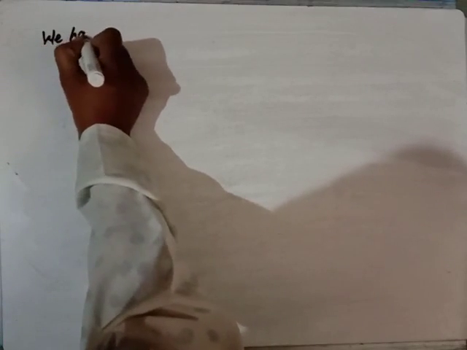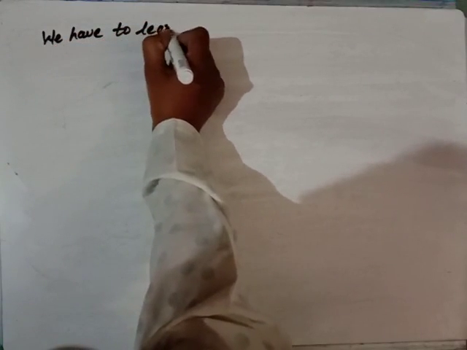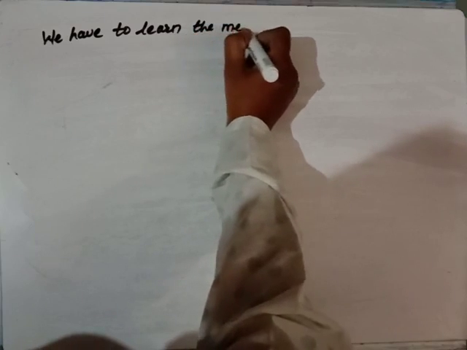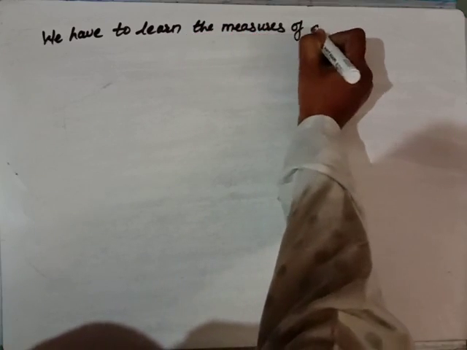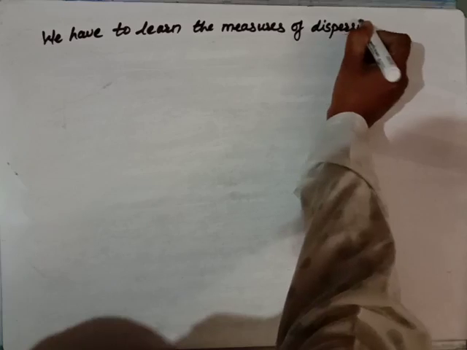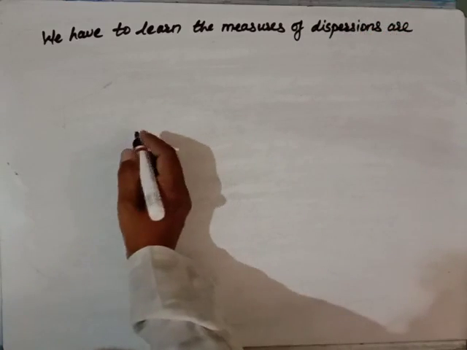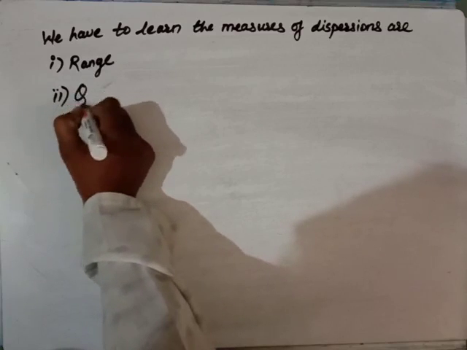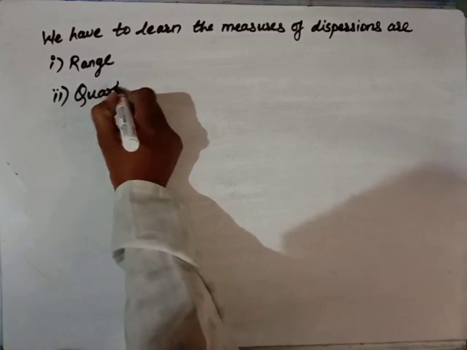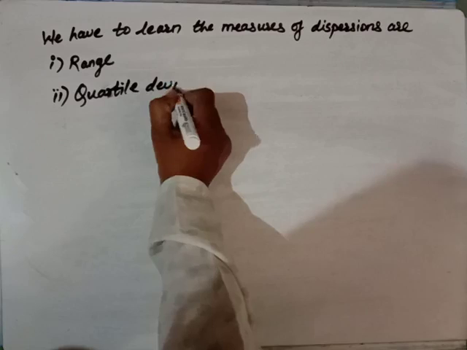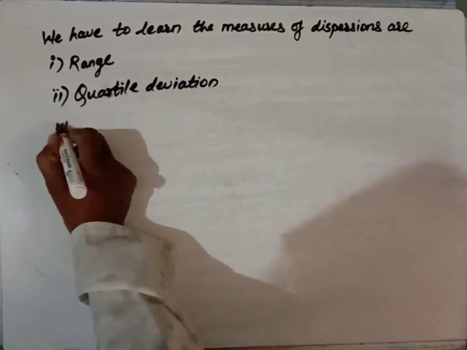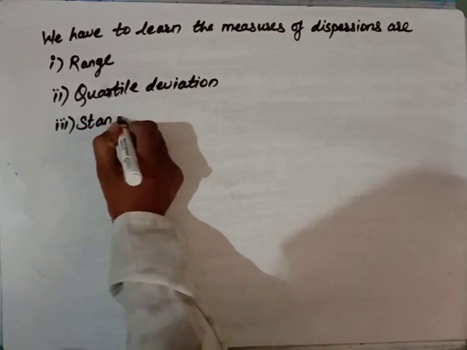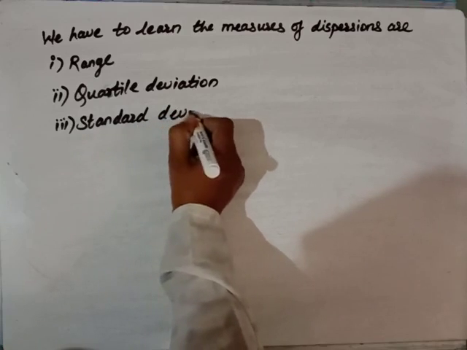According to our syllabus, we have to learn the measures of dispersion, which are: the first one is range, the second one is quartile deviation, and the third one is standard deviation. These we have to learn here.